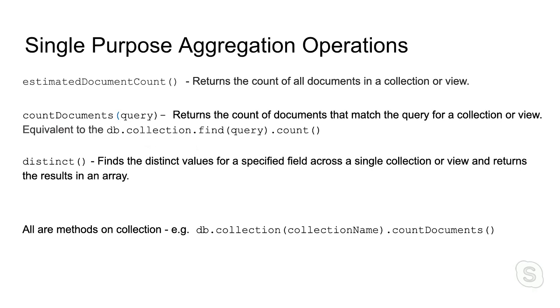And there's the distinct method, where you pass only one string, which is the name of the field. It will return all the values this field has in the collection. And all of these methods are on the collection, so as you used insertOne and insertMany before, now you will use the method directly.